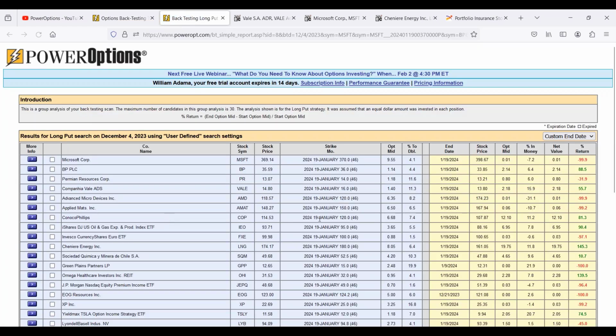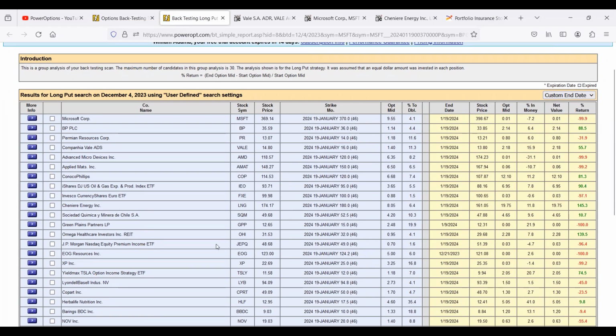So we don't have 4 Microsofts at 100% loss, but we still have Green Plains, January 15th strike. The stock was at 12.65 in December. Stock stayed at 12.31. It didn't move. Now, you can say, well, did it ever have a profit during that time period? Let's take a look. I'm going to analyze the position for Green Plains.